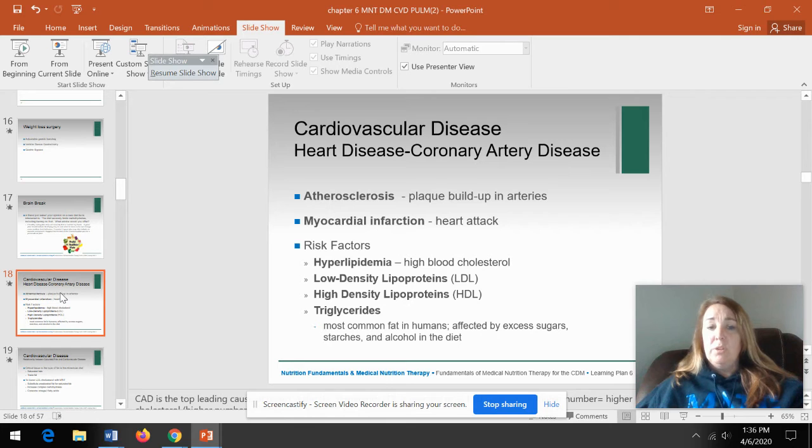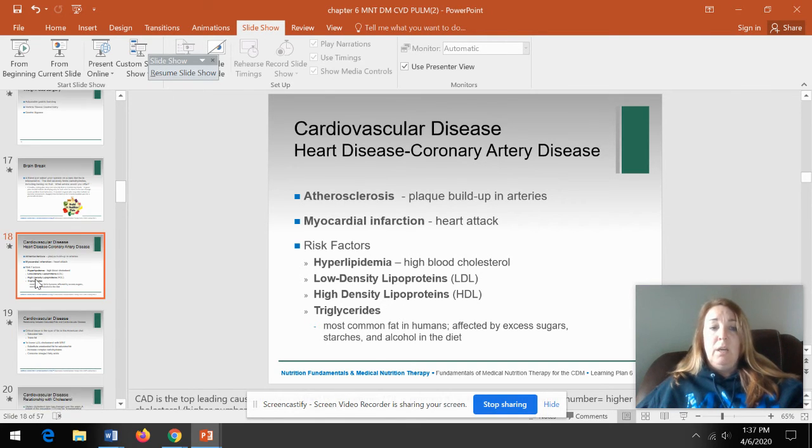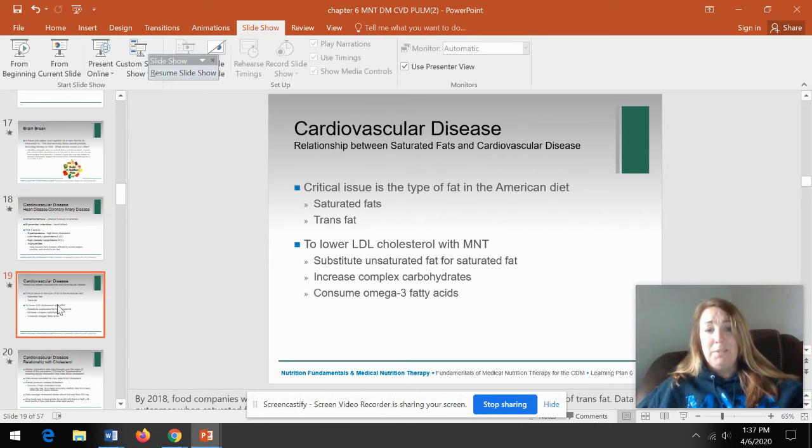Risk factors for both a heart attack and atherosclerosis are having high blood cholesterol, high LDL cholesterol, low HDL cholesterol, and having high triglycerides. This is the most common type of fat in humans, and if we're consuming excessive sugars, excessive starch, and alcohol in the diet, that can increase our triglycerides. We also see high triglycerides in someone that has uncontrolled diabetes or high blood sugars. And this is a circulating fat in our body, so we have almost unlimited resources for triglycerides.